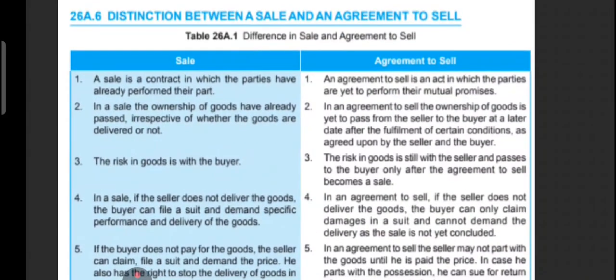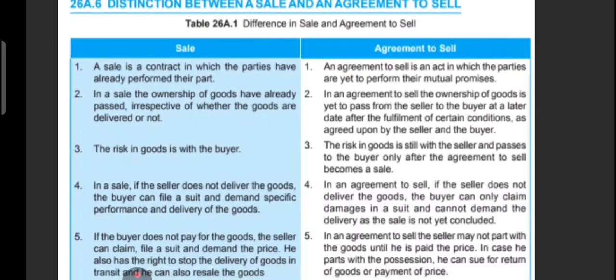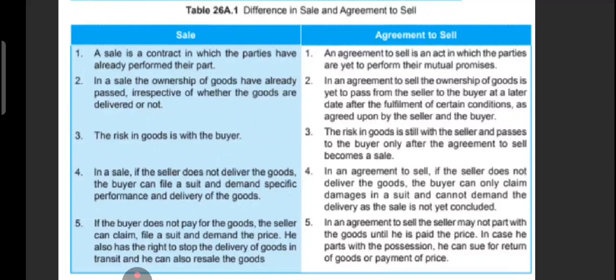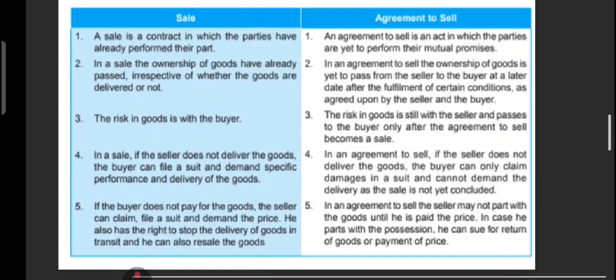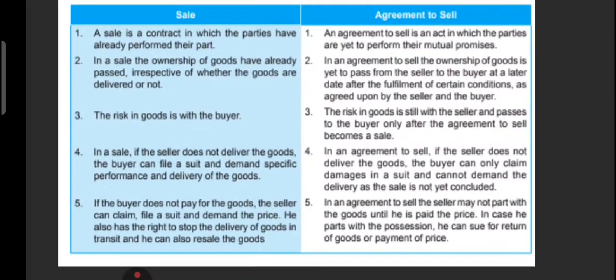Now have a look at agreement to sale. It is a promise for a future deal. Both parties still have to perform. Ownership of goods will be transferred later only after conditions are met, like full payment or future delivery. Until then, the risk is still with the seller. If the seller fails to deliver, the buyer can only claim damages, not force delivery. And the last point is, the seller can resell the goods, and if the buyer does not pay, the seller can sue to get the goods or the price.